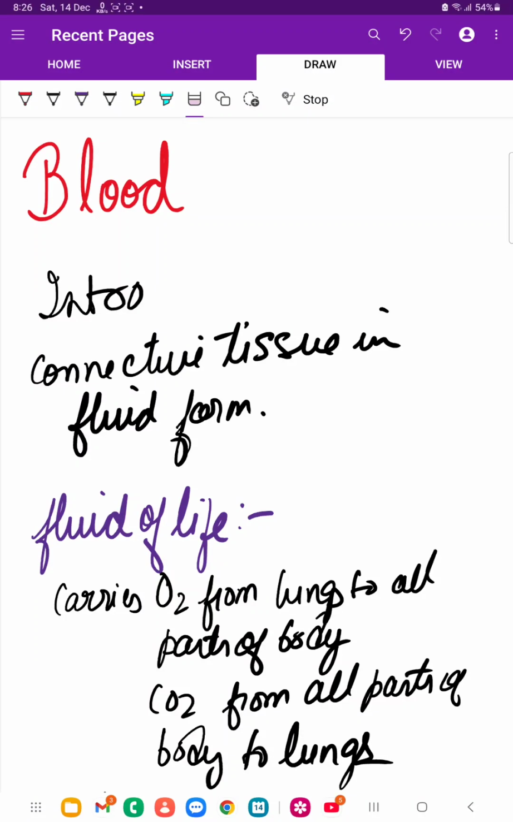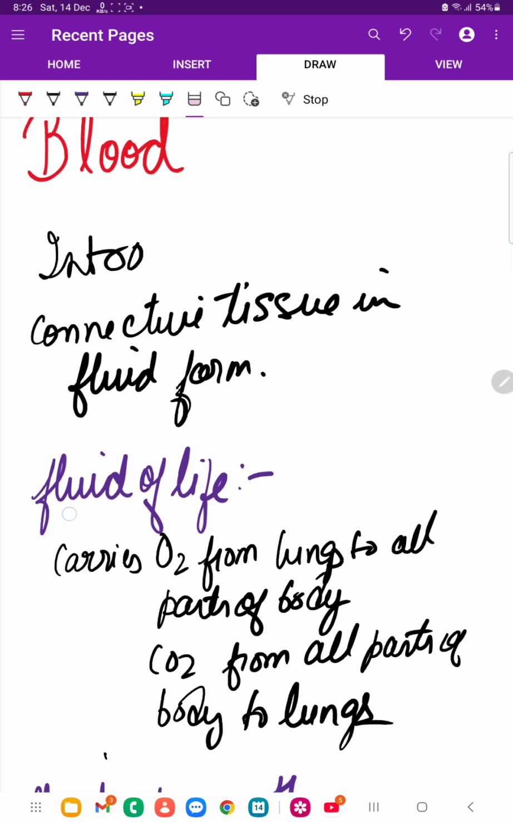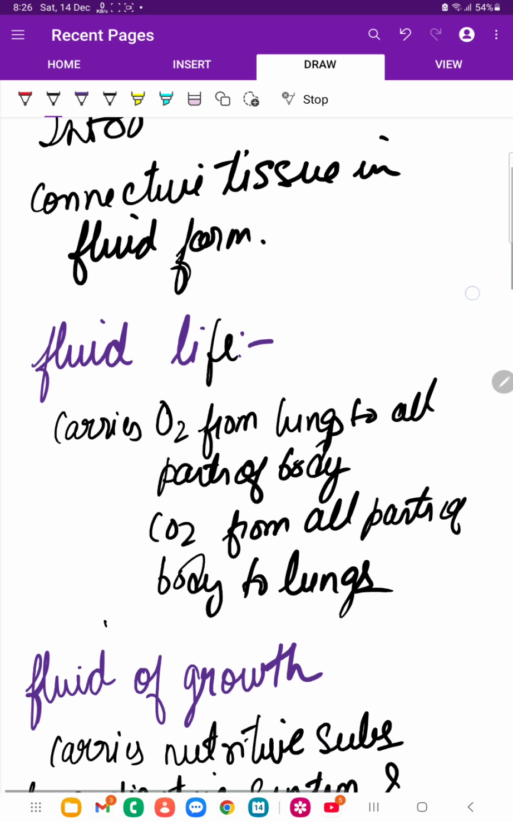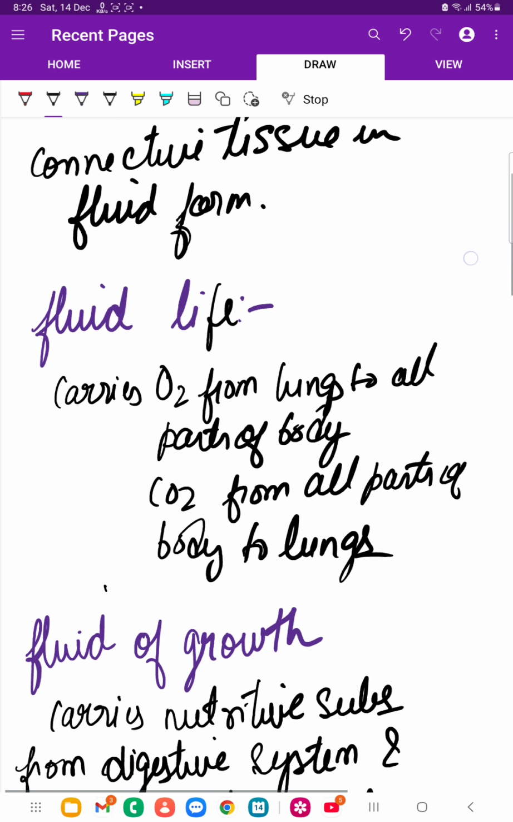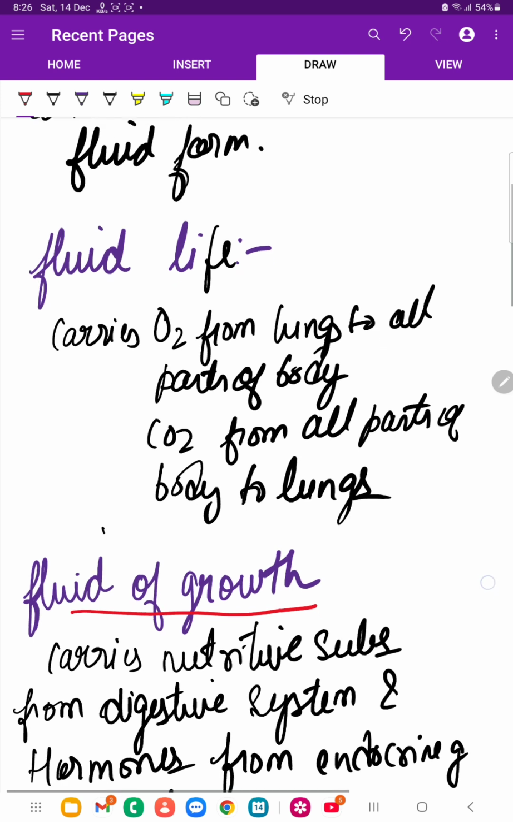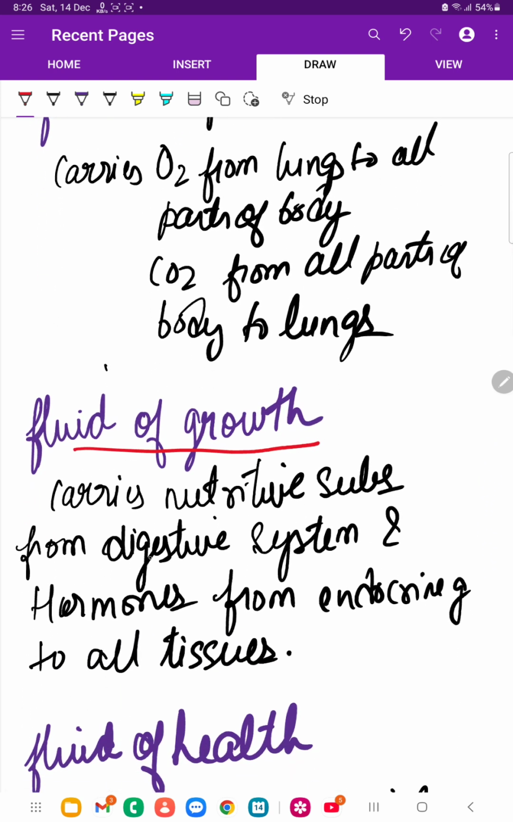Blood, its introduction. Blood is said to be the connective tissue in fluid form. It is also said to be the fluid of life because it carries oxygen from lungs to all parts of the body and carbon dioxide from all parts of the body to lungs. It is also said to be the fluid of growth because it carries nutritive substances from the digestive system and hormones from endocrine glands to all tissues.